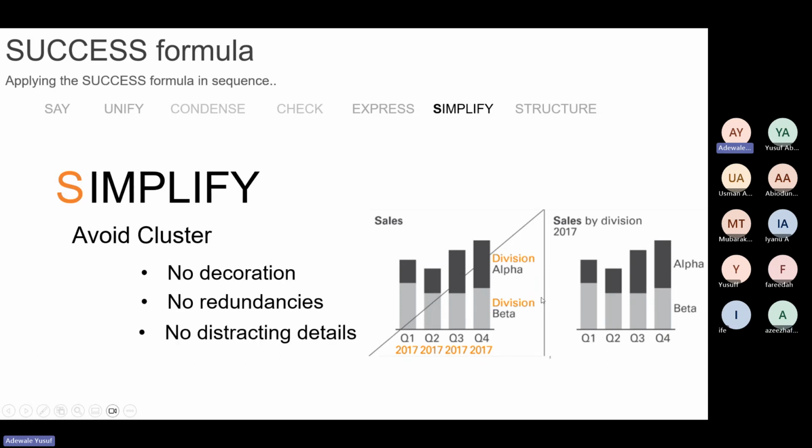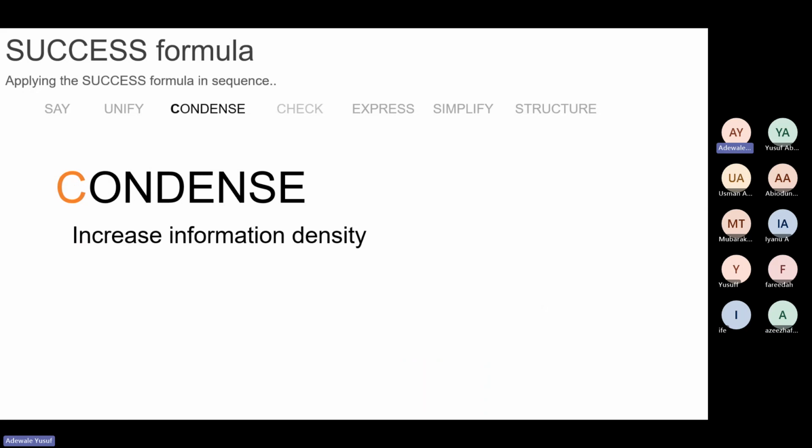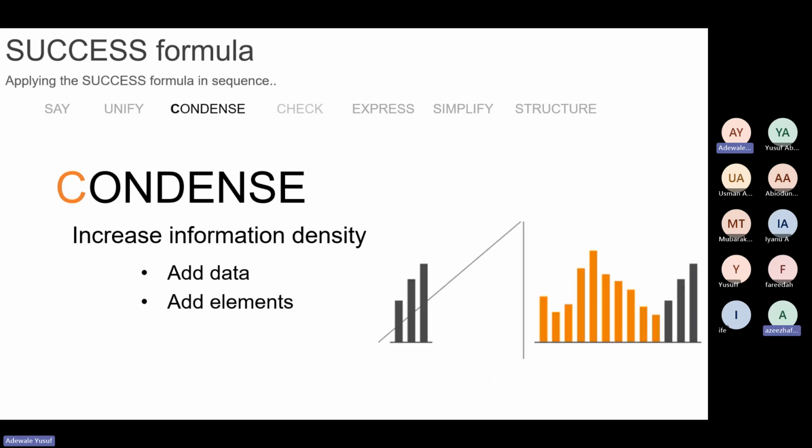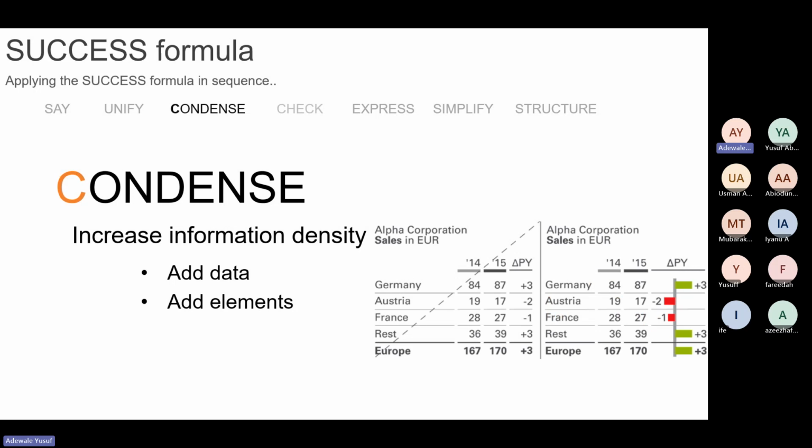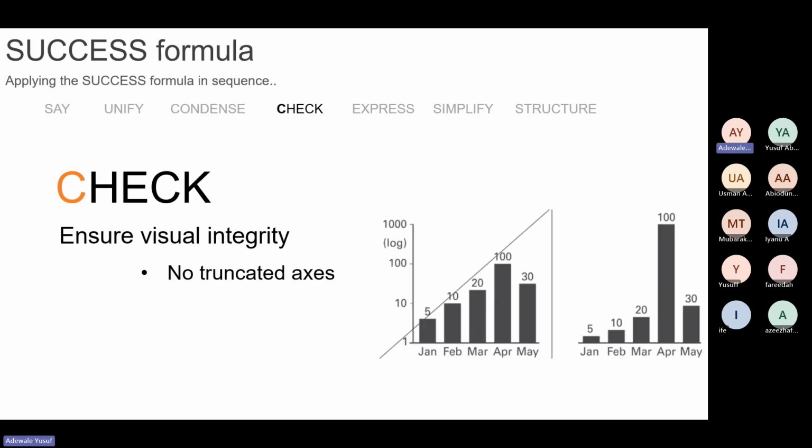So simplify and avoid distracting details. Then condense, add more data, add elements and all that. I think I've mentioned that before. Then ensure your visual integrity. Don't just truncate the axis.